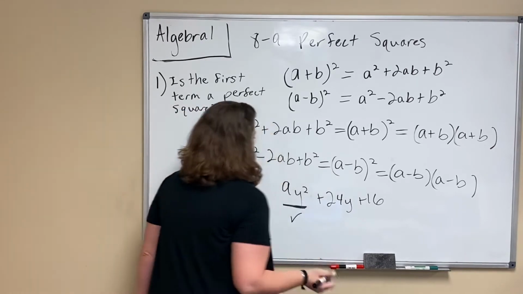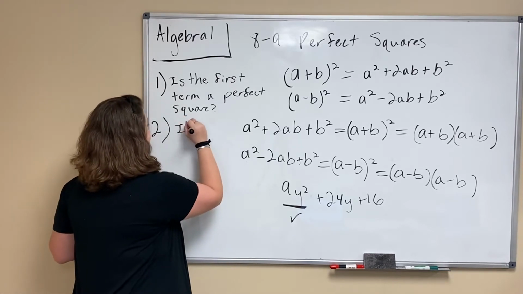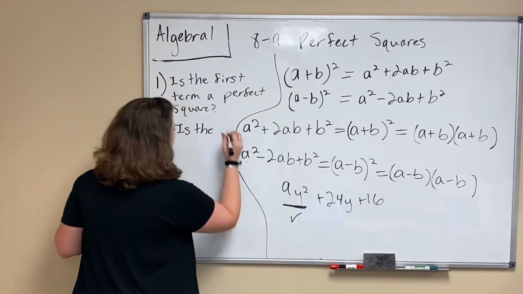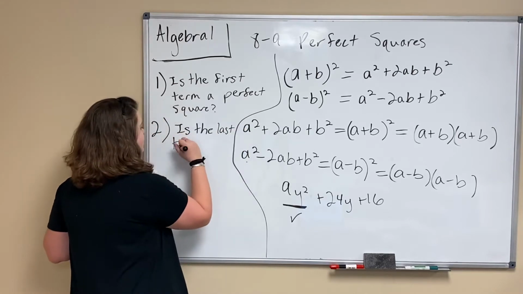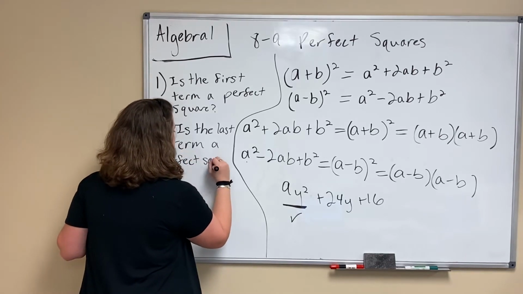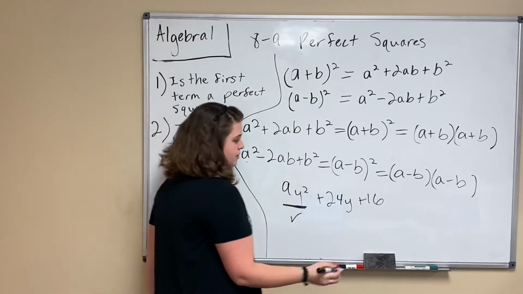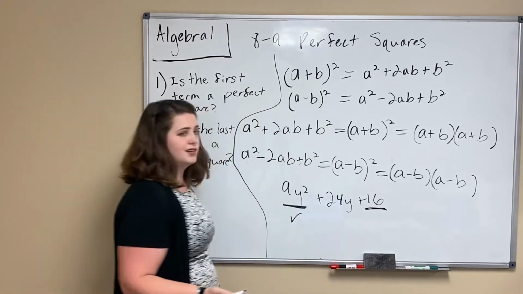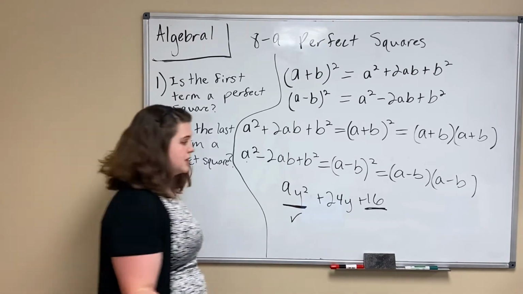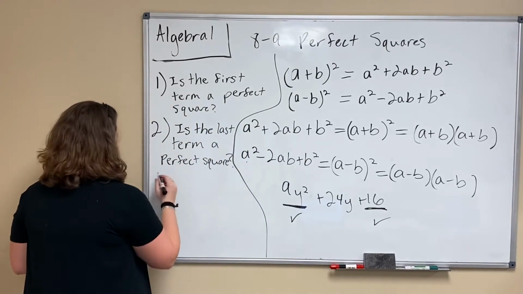So question 1, yes. Question 2: is the last term a perfect square? Here, let me section this off. I'm going to look at my very last term in my equation, 16. Now we know that the square root of 16 is 4. So yes, the last term is also a perfect square. So far so good. It's looking like it might fit our form.